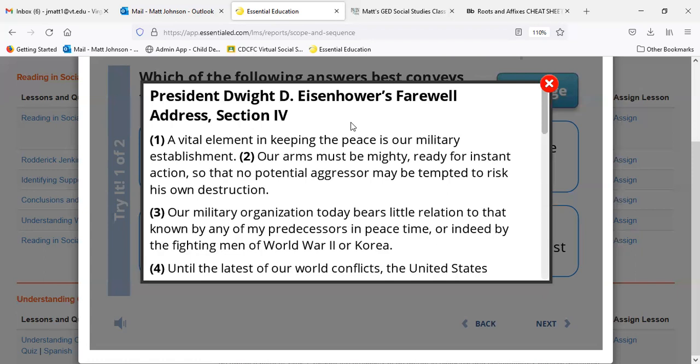So read along with me here. A vital element in keeping the peace is our military establishment. Now we should already know what we're going to deal with in this speech. Our arms must be mighty, ready for instant action, so that no potential aggressor may be tempted to risk his own destruction. Our military organization today bears little relation to that known by any of my predecessors in peacetime, or indeed by the fighting men of World War II or Korea.